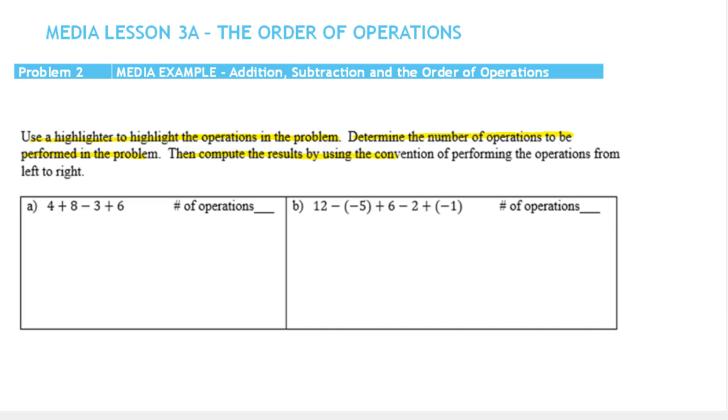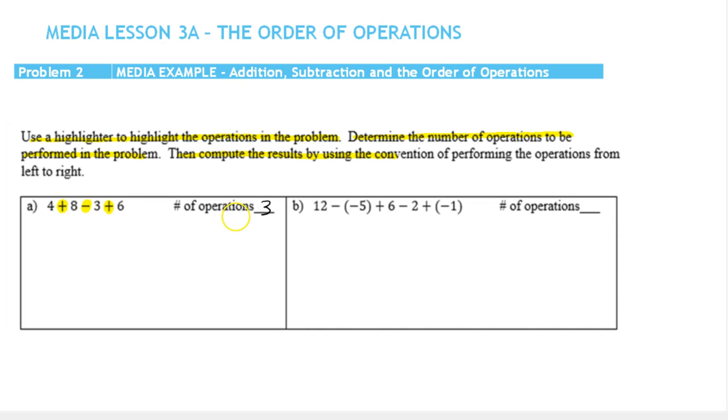Now this is a really useful tool to really make your eyes focus in on what the operations are and what the signs of numbers are. So here there's an addition, subtraction, and addition. So in this first problem, notice all of the numbers are positive, and these three symbols are representing the operations we have to do. So now I'm going to write that we have 3 operations to perform.